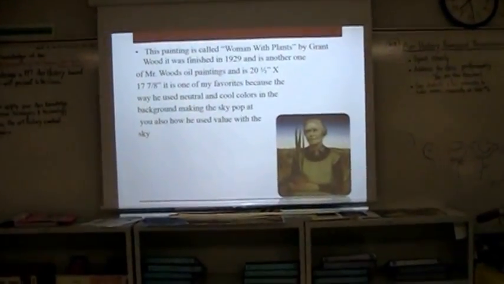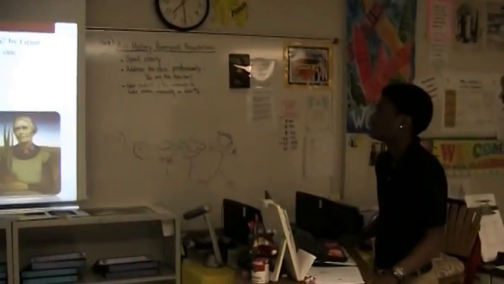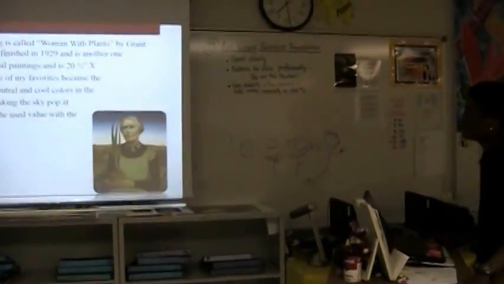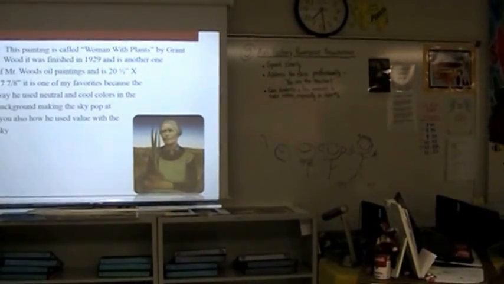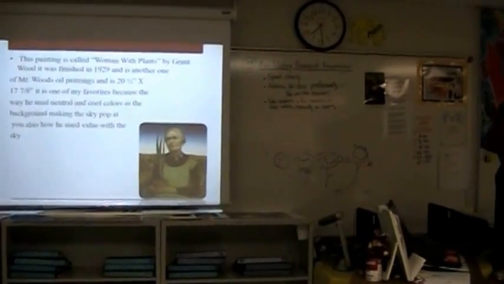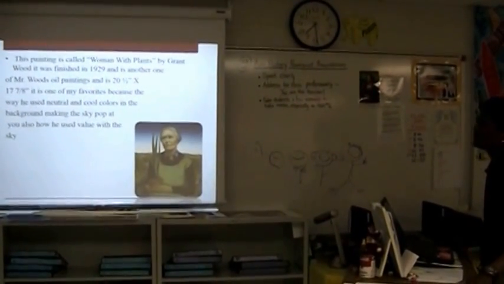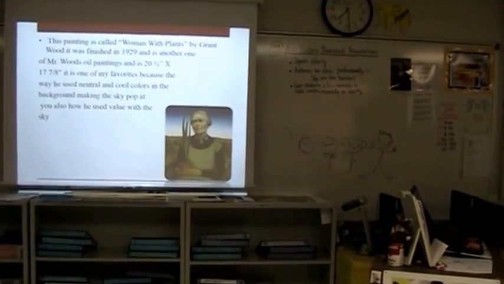This is one of my favorite ones called Woman with Plants by Grant Wood. It was finished around 1930, 1929. It's another oil painting, and it was 20.5 inches by 17 and 7/8 inches. It's one of my favorites because of the way he used neutral colors and cool colors in the background, making the sky pop at you. Also, how he used value with the sky.